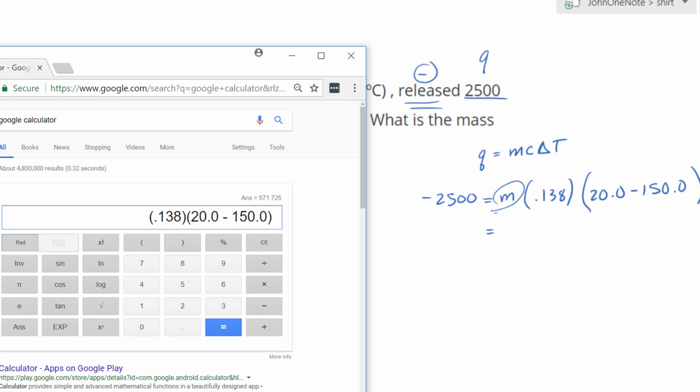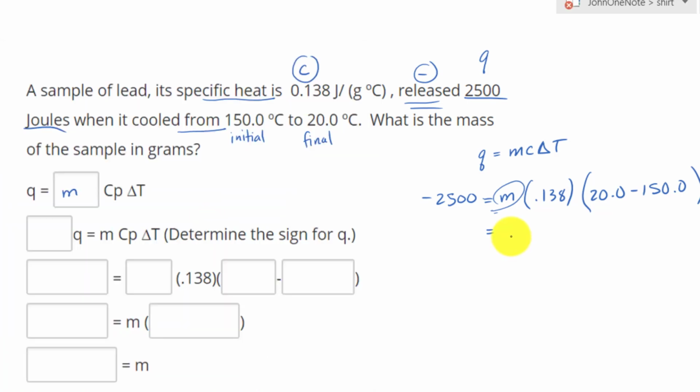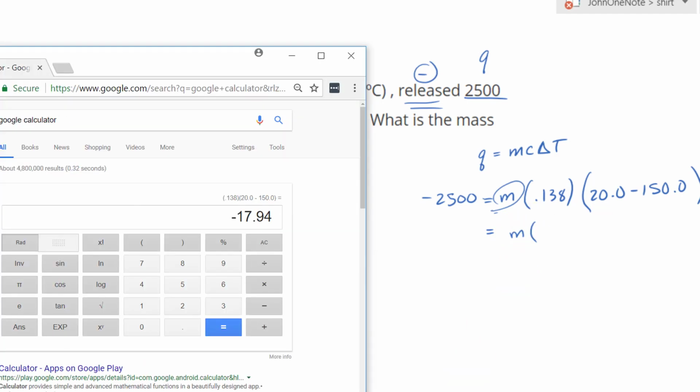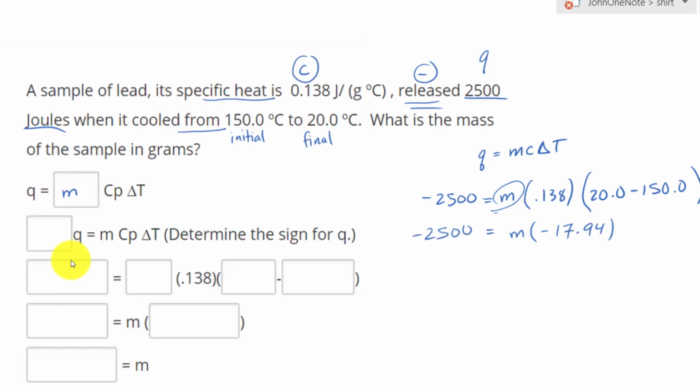And notice how I use the parentheses again. And this gives me M times negative 17.94. Notice I haven't rounded the number yet. Try to keep 3 decimal places at least. So for this box, determine the sign for Q. Of course, Q is negative because it's release energy.